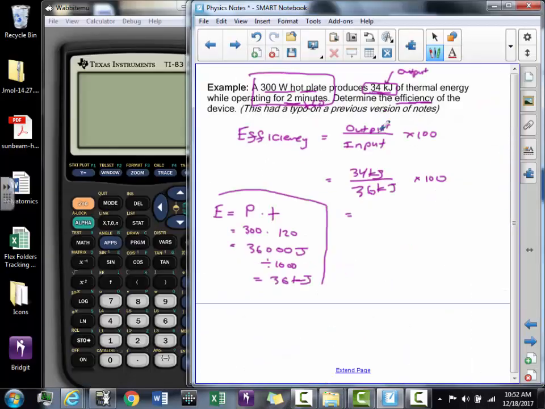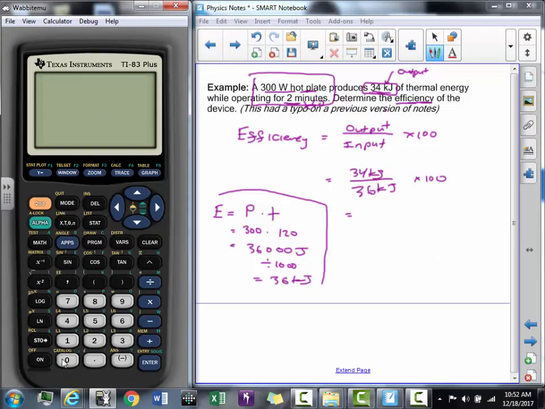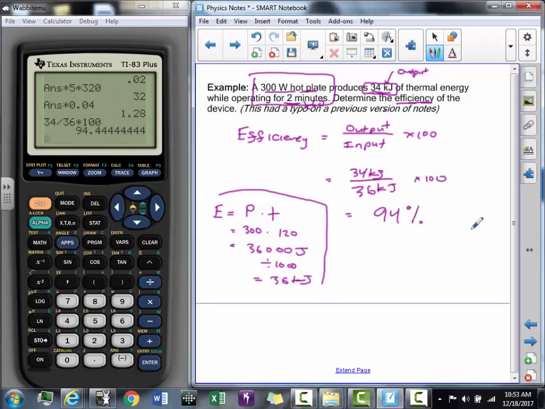We need to take, I'll use the big calculator here now, 34, which is how many kilojoules you actually got outputted. You need to divide by 36, which is how much you actually had to pay for, and times by 100. It means your device was, let's call it, 94% efficient. That's actually not bad. For a device to be 94% efficient, that makes sense. It's actually a good thing.